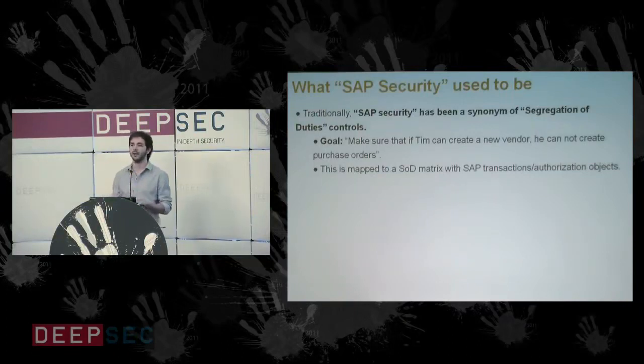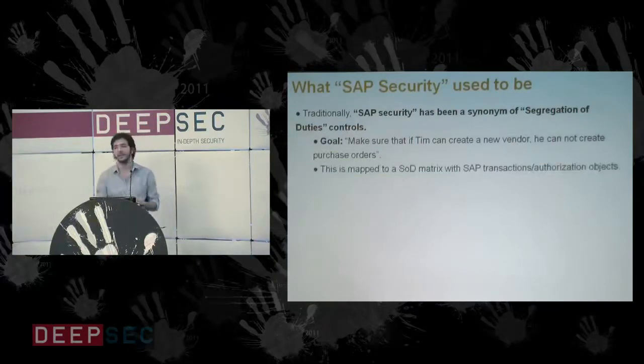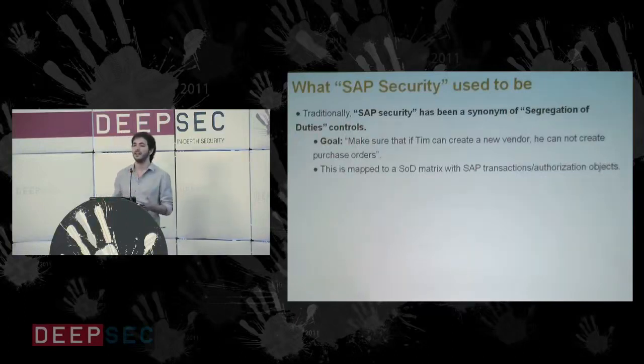If you have never heard about segregation of duties, it basically means making sure that if a user can create a new vendor, he cannot create purchase orders to that vendor, right? Otherwise, he can commit a very easy kind of fraud. So this is mapped into a matrix, usually Excel sheets, which is translated in SAP to transactions or authorization objects. Basically, SAP security is checking your user authorizations against an Excel sheet or a matrix.